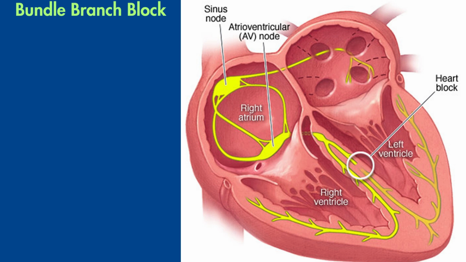In bundle branch block, the pathway these impulses follow is delayed or blocked. If one bundle is damaged, the ventricles rely on the other bundle to receive and respond to signals from the right atrium. If both bundles are blocked, the heart may beat very slowly, which can require a pacemaker.